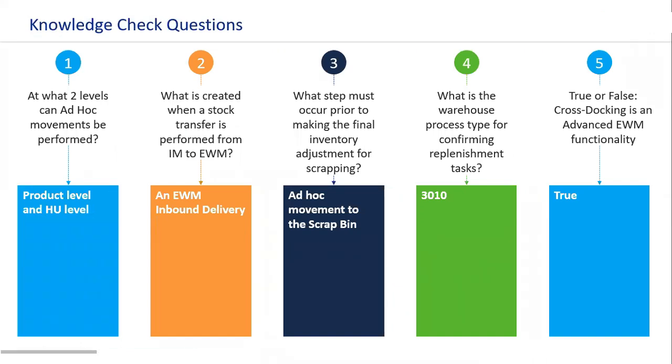Yep. So what is created when a stock transfer is performed from IM to EWM? That is an inbound delivery. What step must occur prior to making the final inventory adjustment for scrapping? That's an ad hoc movement to the scrap bin. What is the process type for confirming replenishment tasks? It's 3010. And is it true or false? Cross-docking is an advanced EWM functionality. That is true.